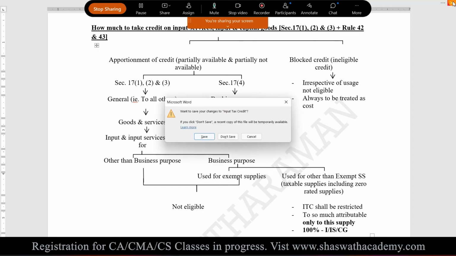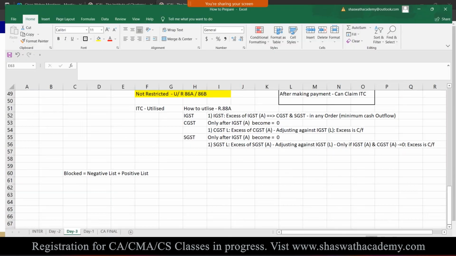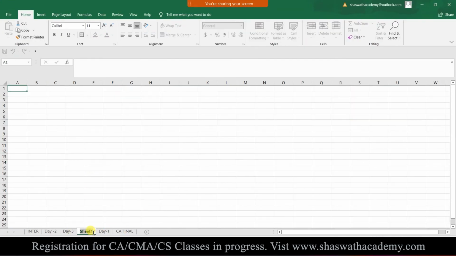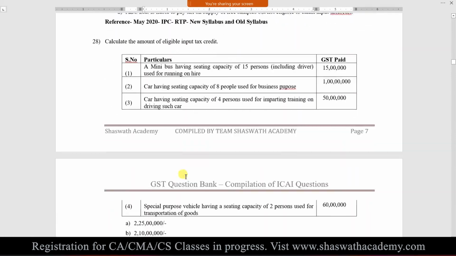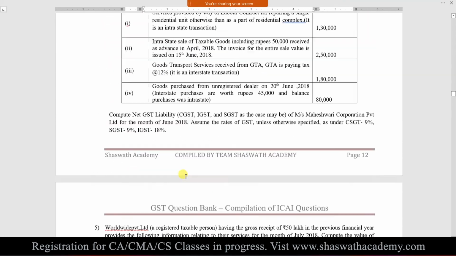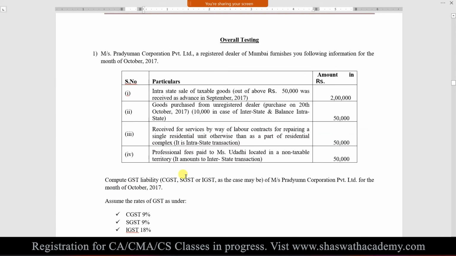Now I propose to take you towards the overall testing chapter. I am proposing to take you all through, my dear. So what is this overall testing, sir? Overall testing is very similar to the first question we have discussed here. So let me show you. Let us have a look at this overall testing.